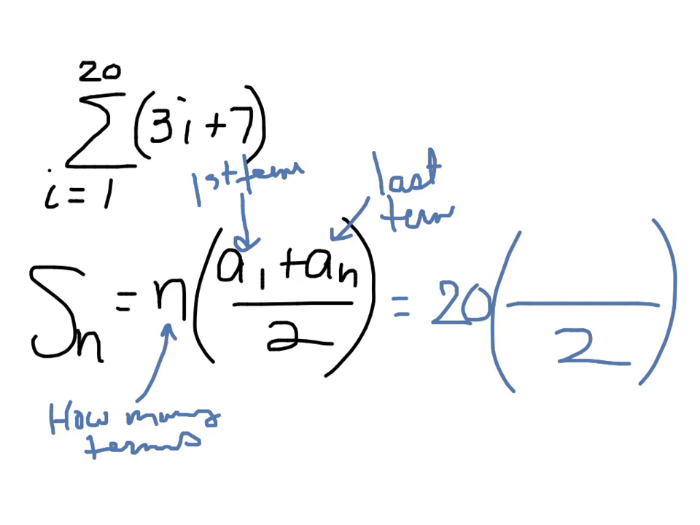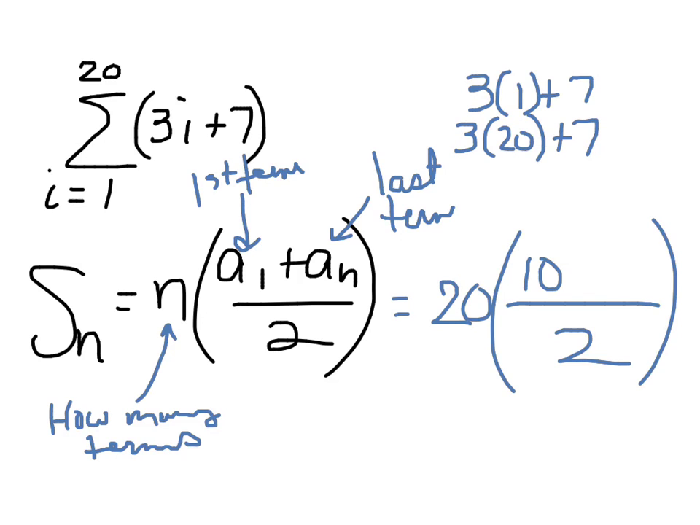How do I find the first term? Plug in 1, let's see what we get. What's 3 times 1 plus 7? 10. That's my first term. Now I need you to find the last term, which is 3 times 20 plus 7. 67. Now, in order to figure this one out, I got to take 10 plus 67, which is 77, divided by 2, times 20. 770.